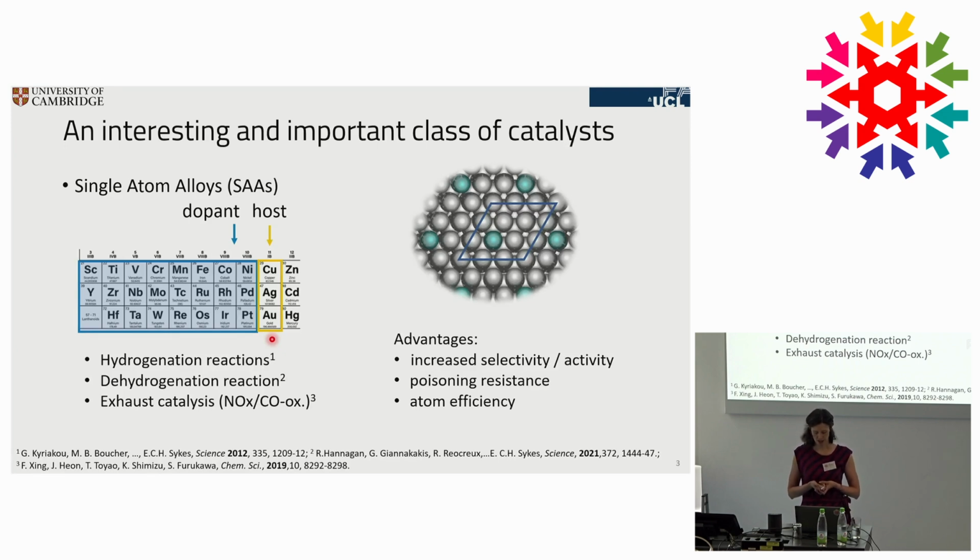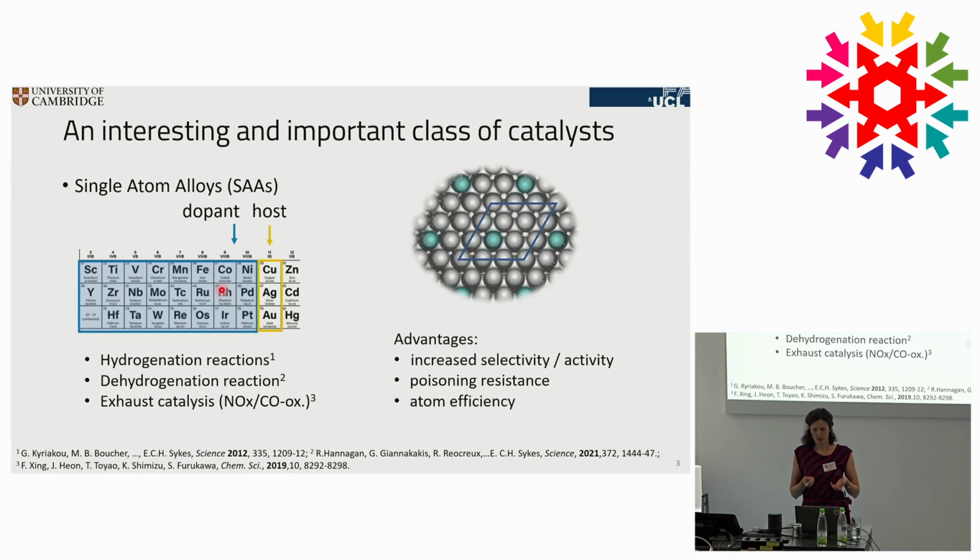The advantages that they have over their pure transition metal counterparts are a much increased selectivity, sometimes also increased activity, and a higher poisoning resistance, for example against CO. Of course, it's also an advantage if you have to use some of these very expensive late transition metals like rhodium or ruthenium, that you don't have to use a lot of it, but you have a high atom efficiency because you only need very few atoms at the surface.